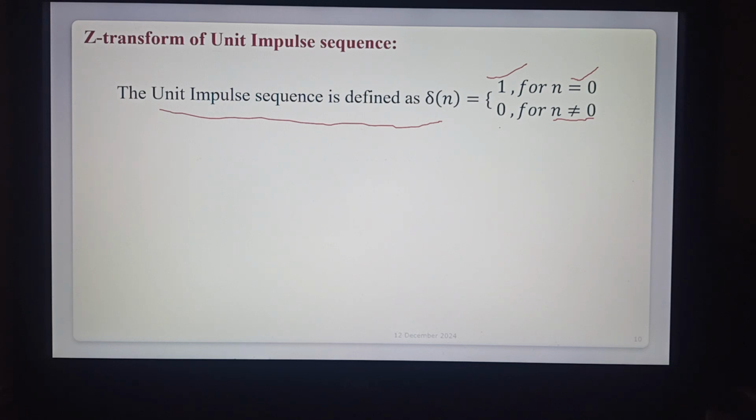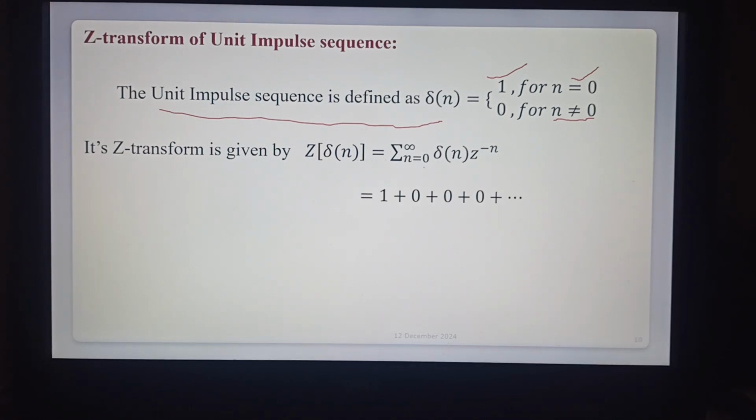Okay, now finding the Z transform here. So Z transform of delta of n is equal to summation n is equal to 0 to infinity delta of n into Z power minus n, that is equal to, here n is equal to 0. When n is equal to 0, the unit impulse sequence is only 1. Next, when n is equal to 1, it is 0. Here see, n is not equal to 0, that means for n is equal to 1, n is equal to 2, n is equal to 3 and so on, delta of n is equal to 0. So the first term only, 1 plus 0 plus 0 plus 0 and so on, that is equal to 1. So therefore Z transform of unit impulse sequence is equal to 1. Okay.